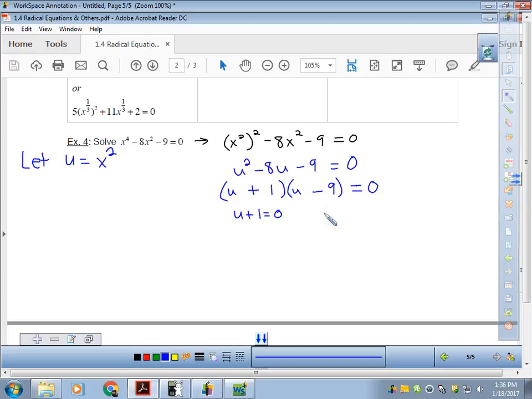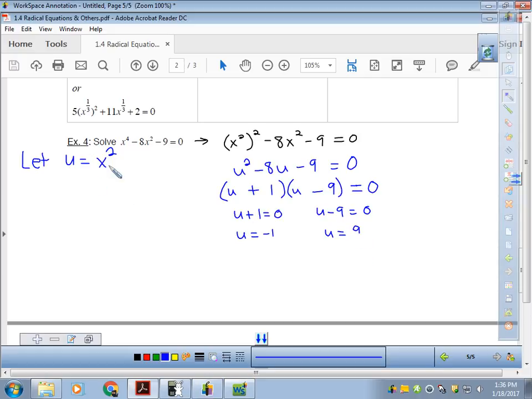So u plus 1 equals 0. u minus 9 equals 0. Here you subtract the 1, you get u equals negative 1. Here you add the 9, so you get u equals positive 9. Now here's the problem. These are not my final answers, because I did not originally start out with u's.